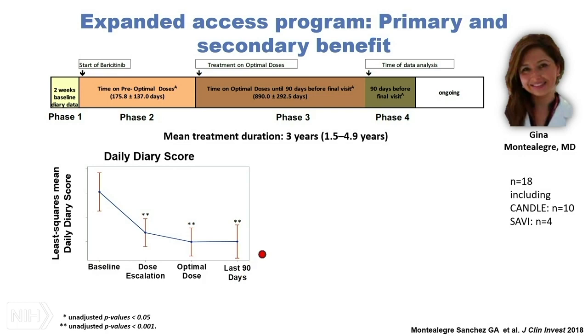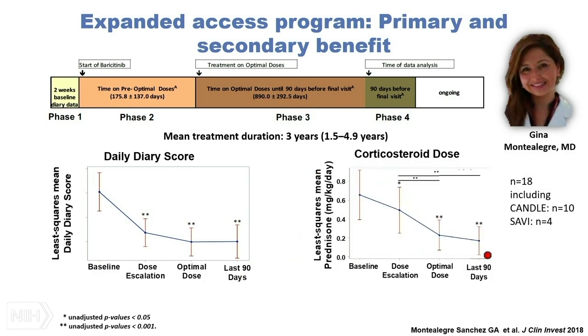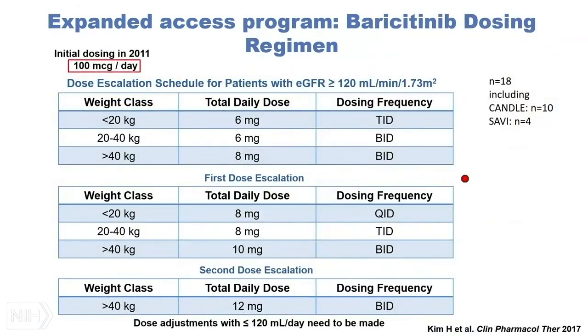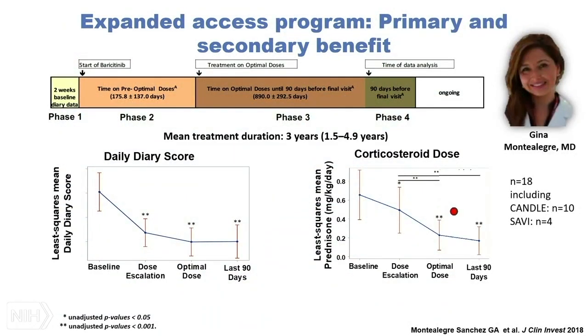The diary scores dropped, and the corticosteroid dose dropped. And 50% of CANDLE patients went into complete remission. They were able to, even 50%, normalize their interferon scores.